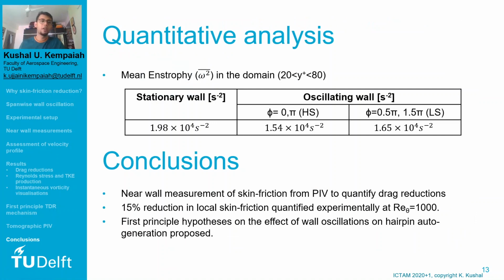To take this discussion forward, some preliminary quantitative analysis was performed where the mean entropy in the domain was calculated. And for the oscillating wall, there is a clear reduction in the mean entropy when compared with the stationary wall. So that brings me to the end of my presentation, and some of the main conclusions are that near wall measurements of skin friction from PIV to quantify drag reductions over an oscillating wall have been performed, and a reduction of 15% in local skin friction is quantified experimentally at an Re theta of 1000. And a first principle hypothesis of the effect of wall oscillations on hairpin autogeneration has been proposed.